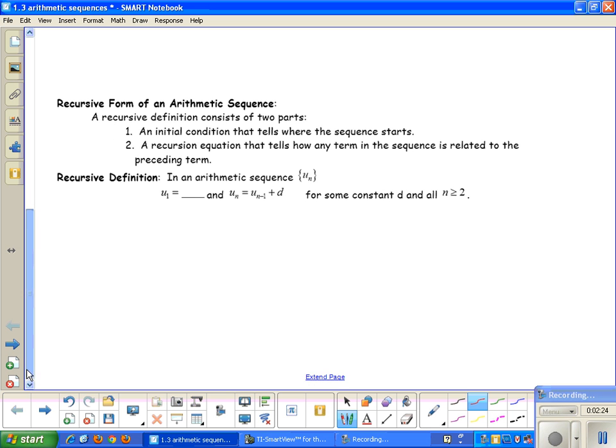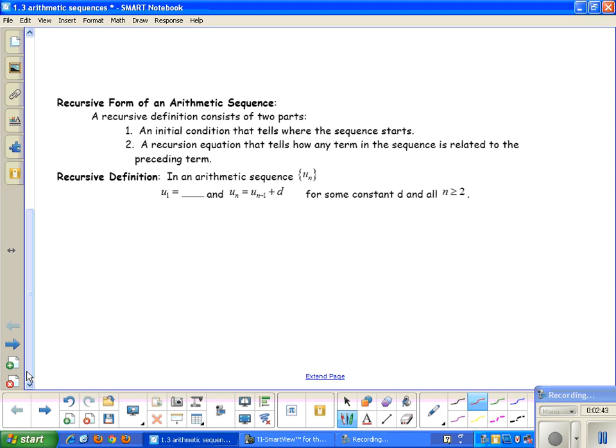So let's talk about the different forms that we have. Remember, we've already talked about recursive form. Recursive form for an arithmetic sequence consists of two parts. Remember, we talked about an initial condition that tells us where the sequence starts, and a recursion equation that tells us how any term in the sequence is related to the preceding term.